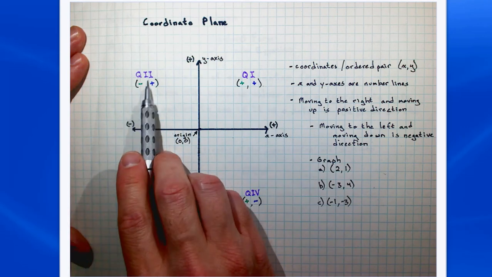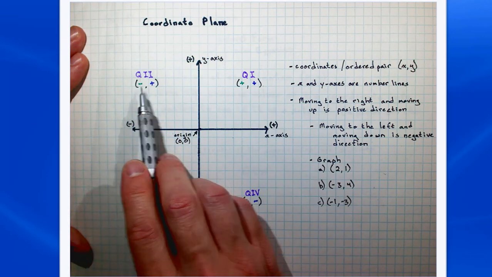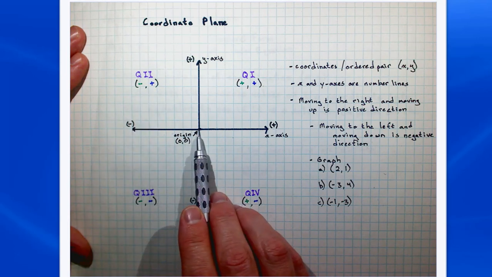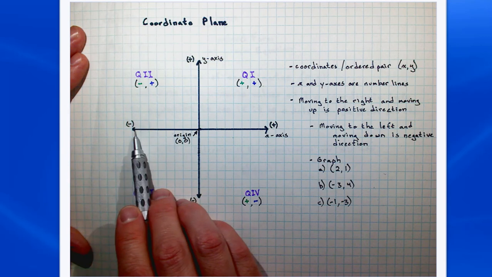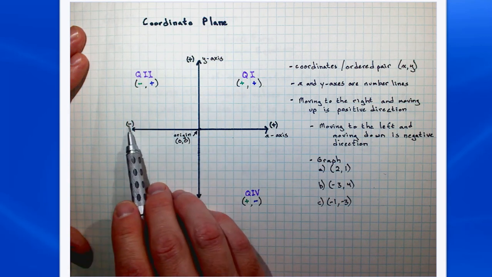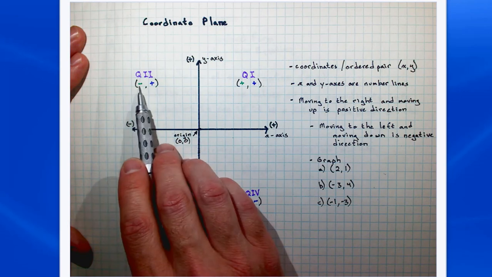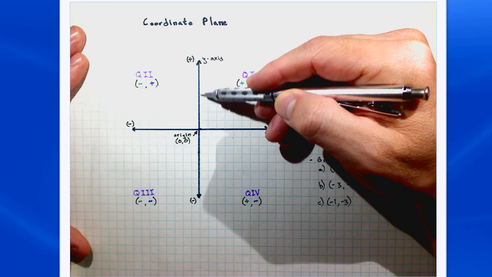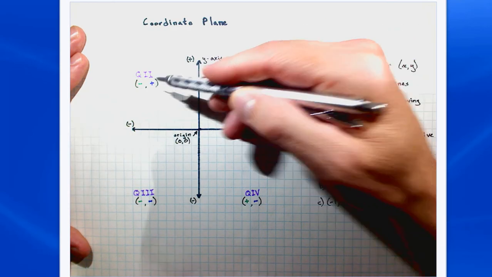Quadrant 2 has x values being negative and y values being positive, which should make sense. This is 0, and now I'm moving to the left. Again, remember, treat these like number lines. Moving to the left, I'm moving toward negative, so the x values are negative. Here's 0, and I'm moving up, so my y values are positive.